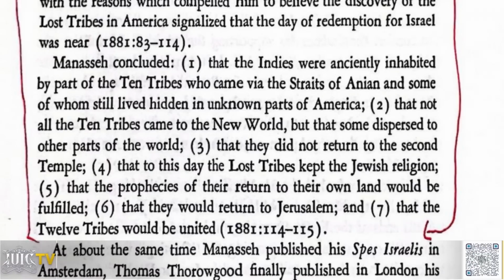That the prophecies of their return to their own land would be fulfilled. That they will return to Jerusalem. And that the 12 tribes would be united. Fire. So we know what we talking about.